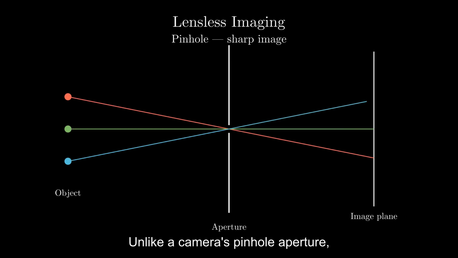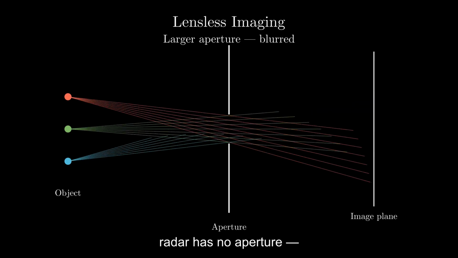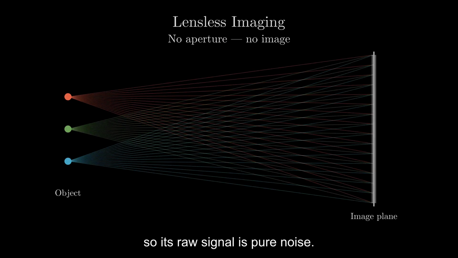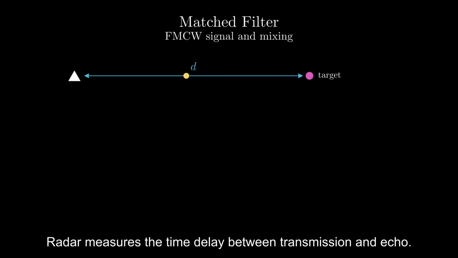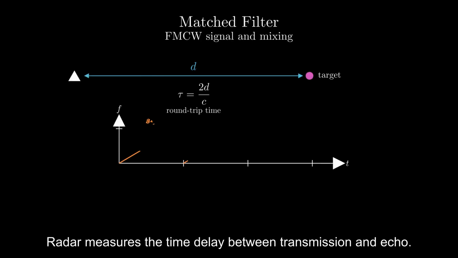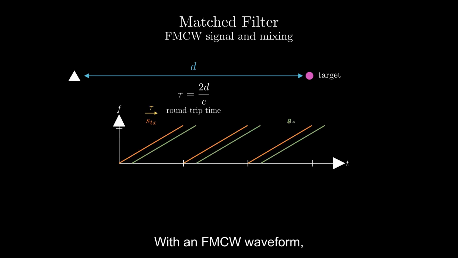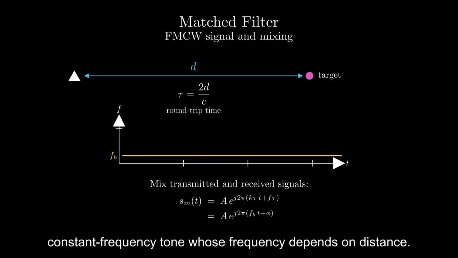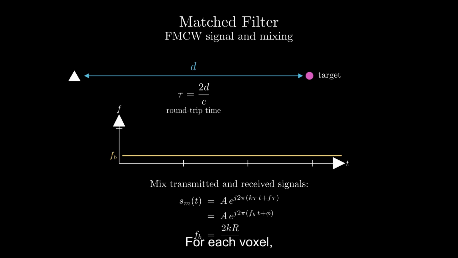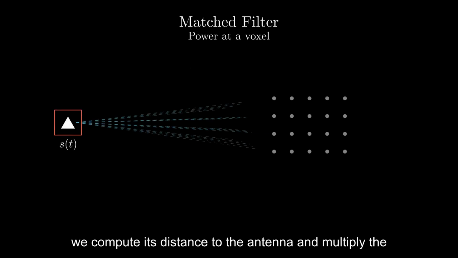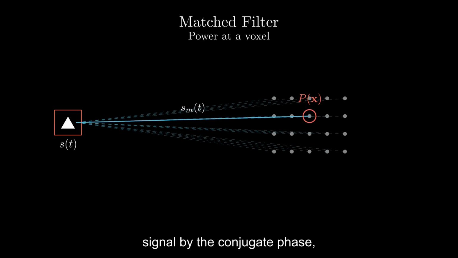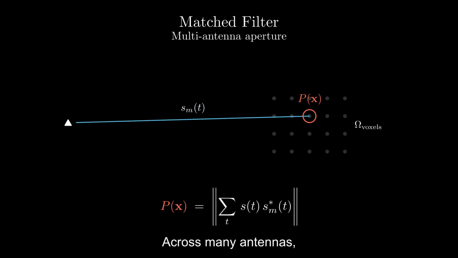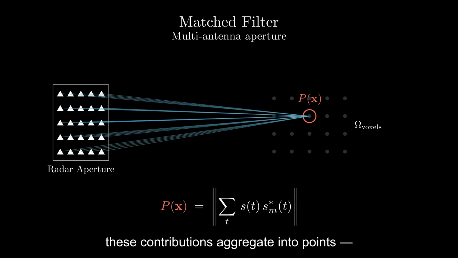Unlike a camera's pinhole aperture, which forms a clean image, radar has no aperture, a regime known as lensless imaging, so its raw signal is pure noise. Radar measures the time delay between transmission and echo. With an FMCW waveform, mixing the transmit signal with its delayed echo yields a constant frequency tone whose frequency depends on distance. For each voxel, we compute its distance to the antenna and multiply the signal by the conjugate phase, isolating its contribution. Across many antennas, these contributions aggregate into points, forming the image.